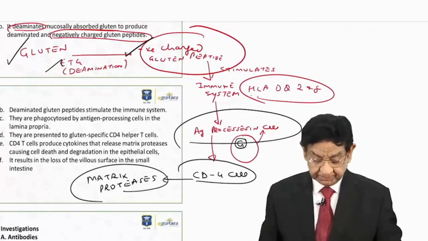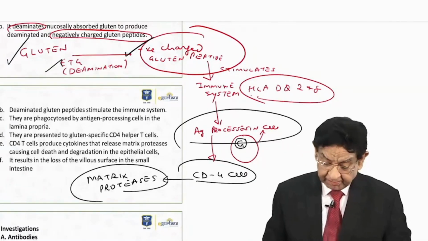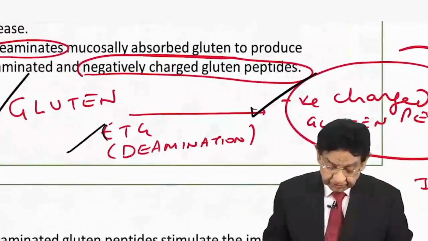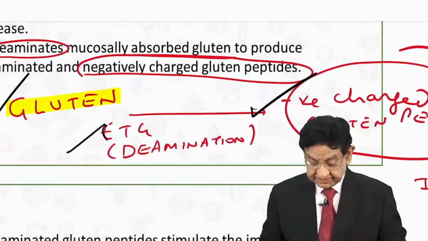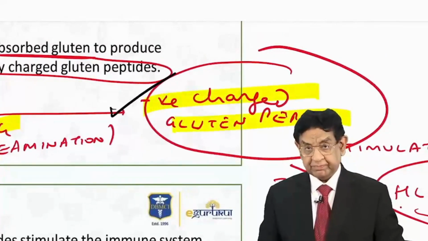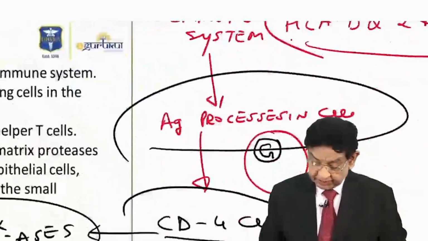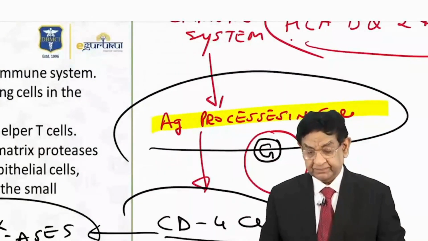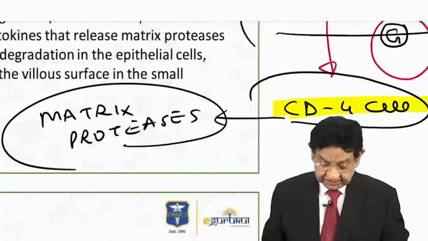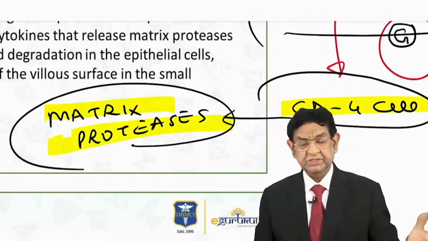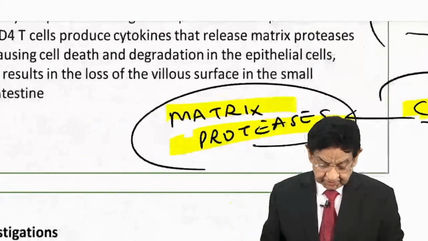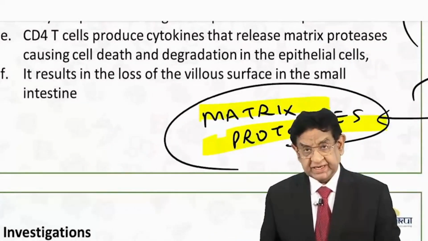which are going to destroy the entire epithelial cell. The keywords to remember: number one is gluten, of course. Second is TTG. Third is negative charge gluten peptide. Fourth is the antigen processing cell. Fifth is the CD4 cell. And the sixth one is matrix proteases. I think I have simplified the entire immunology in the best possible way. And that leads to villus atrophy.